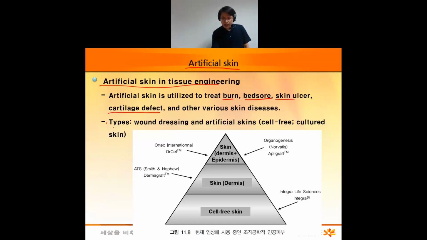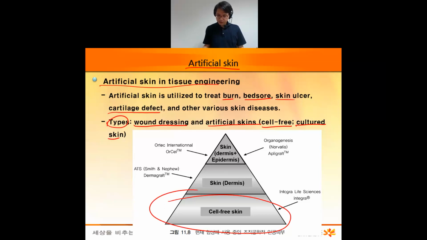There are several types of artificial skins. Generally, two types: wound dressing and artificial skins. The artificial skin has two types, cell-free artificial skin and cultured cell skins. So this is the pyramid of artificial tissues. Here, this is cell-free skin. These are all artificial skins.